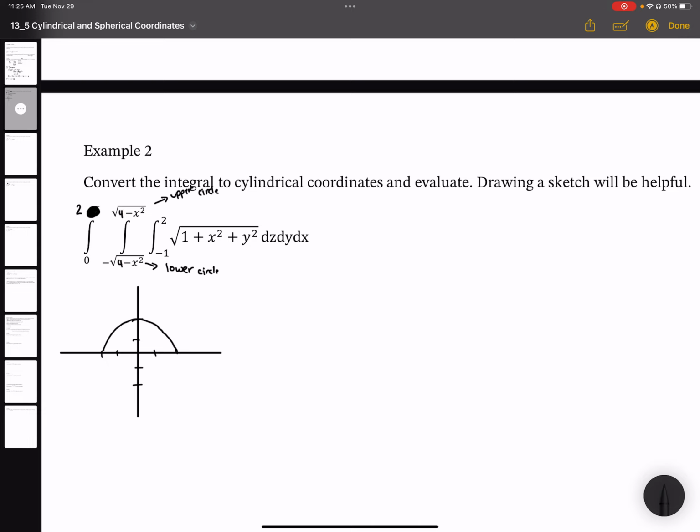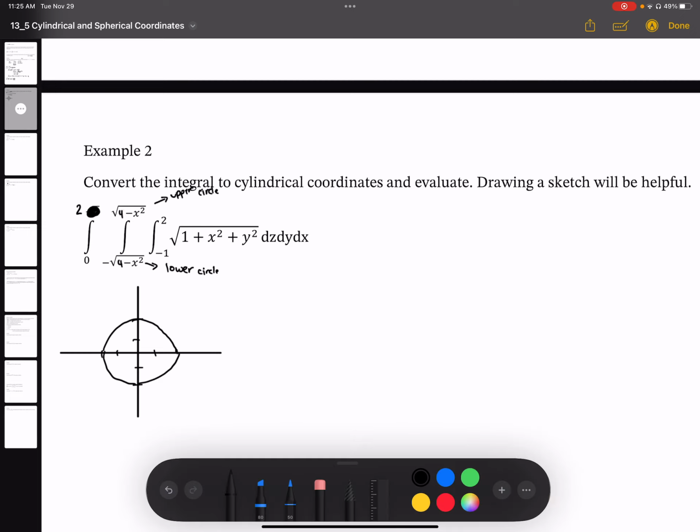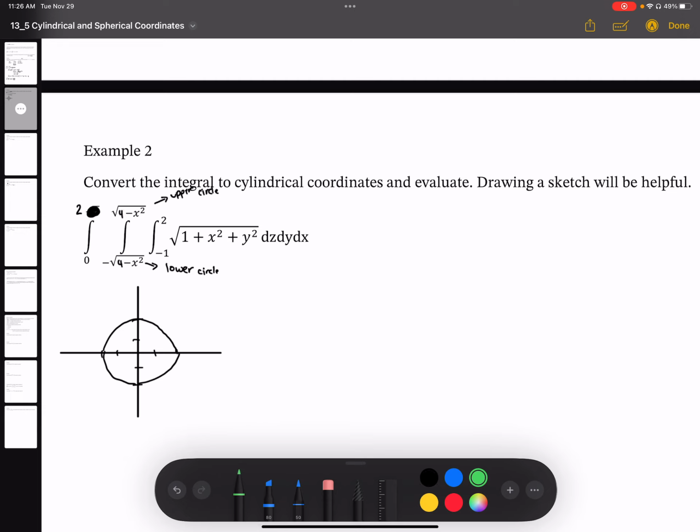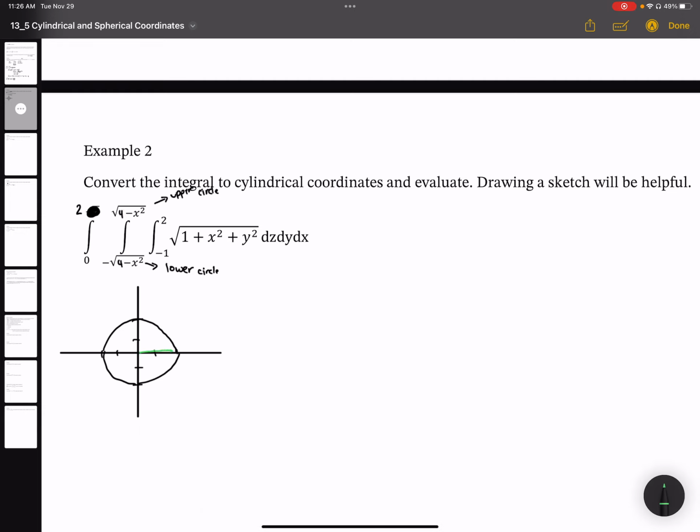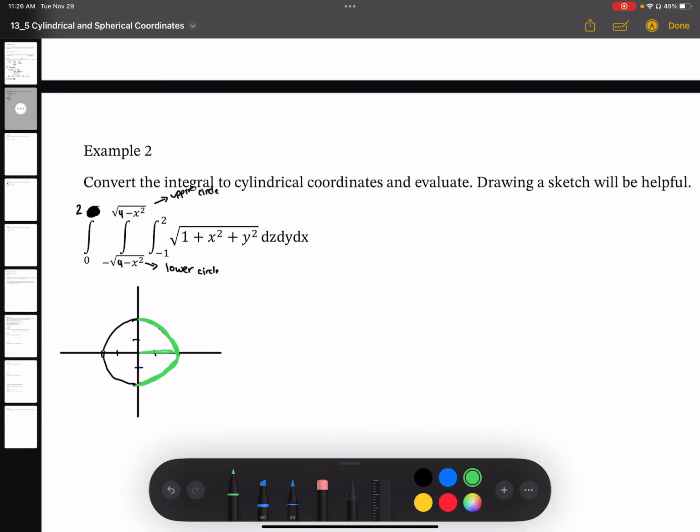So this is what we have for y. Our y's are going from negative square root 4 minus x squared up to the positive square root 4 minus x squared. But our x's are going from 0 to 2. And that's the key part, because it limits our circle, which is going to limit our angle. So since x is going from 0 to 2, x is only on this region. So we only want this portion of the circle. That's where x is from 0 to 2. So we can just eliminate that part.